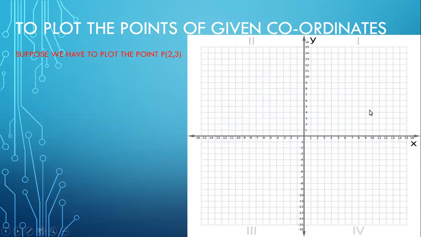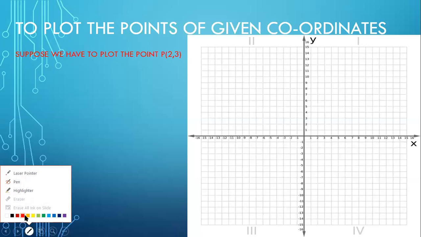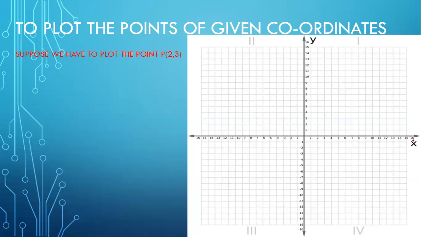So, the first step to plot the point is to draw the axis. You can see over here we have the x-axis and we have the y-axis over here. After drawing both the axes, you have to mark the origin also. That is 0 and it is denoted by the alphabet O.